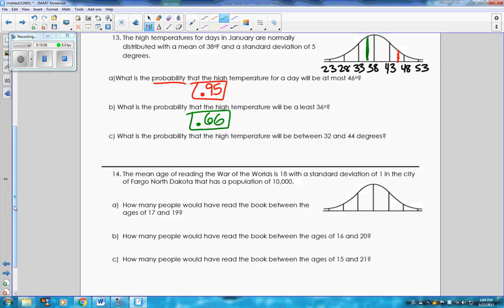The next section is, what is the probability that the high temperature will be between 32 and 44 degrees? That means you're going to plug in 32 for your lower bound and 44 for your higher bound. Once you do that and paste it into your calculator, you should get about 0.77 probability.